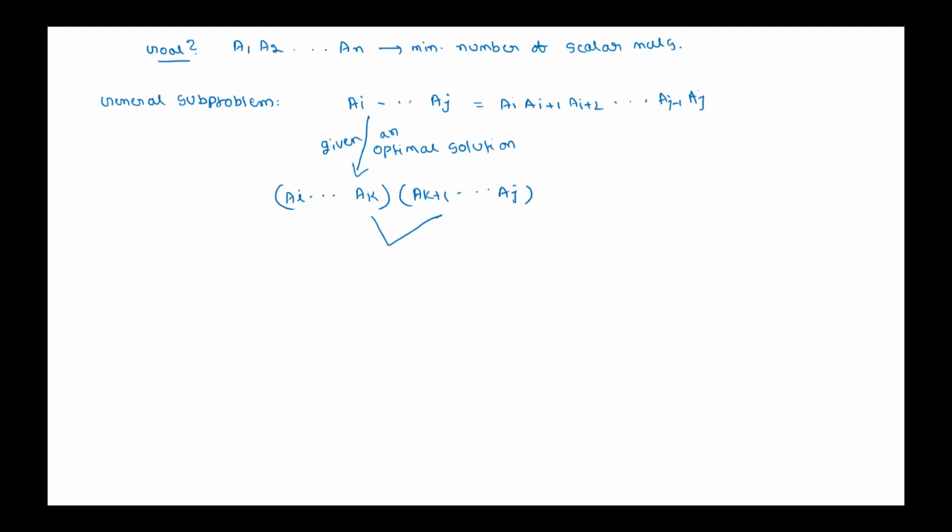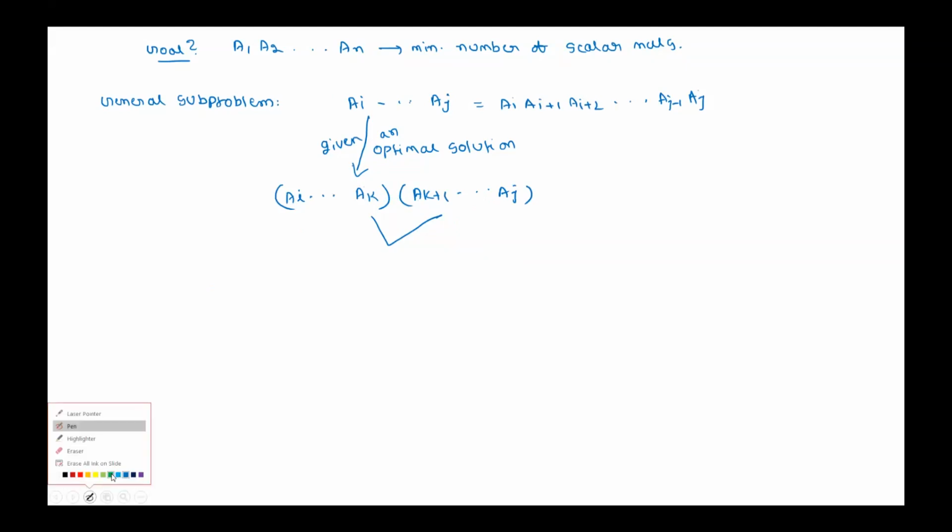Is the point clear? That means in the optimal solution, they are giving us some clue that after AK, there is a grouping. Up to AK, A A to AK, it is one group. From AK plus one, the next matrix, onward to the last matrix, it is another group. So this has given us some clue.